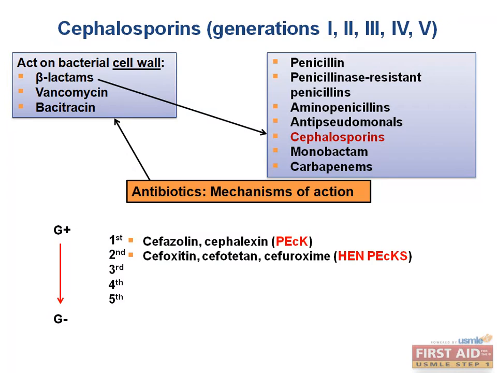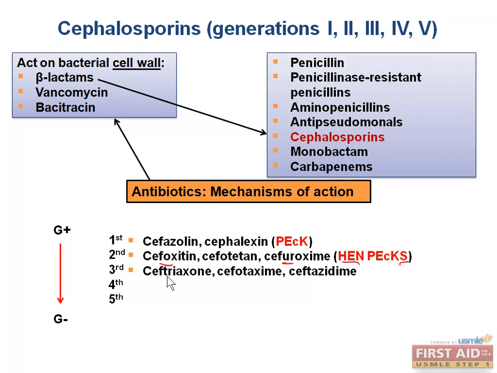Second-generation cephalosporins have some fur and fox in their names. Examples are cefoxitin and cefuroxime. They are effective against the same bugs as first-generation cephalosporins, plus Haemophilus, Enterobacter, Neisseria, and Serratia. The HEN-PEcKS mnemonic is a way that you can help remember these organisms. Broadly, the second-generation cephs will cover respiratory organisms as well as anaerobes.